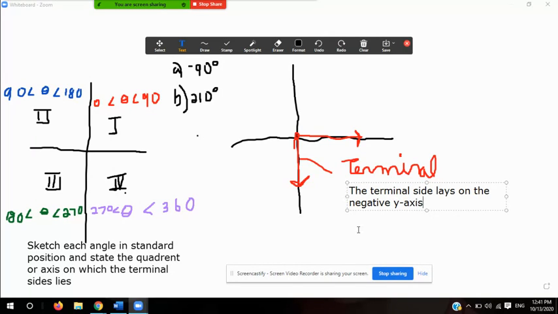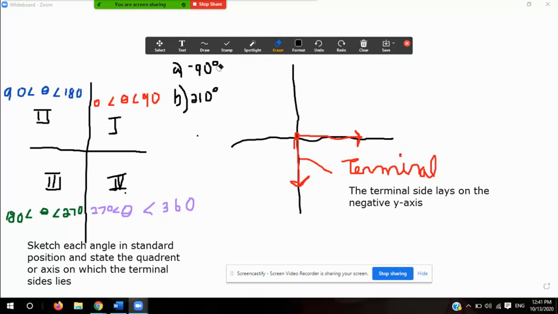Again, standard position, guys. Standard position means that the initial side, which is this one, is on the positive x-axis. But in the case of negative 90, because it's a clockwise rotation and has a negative rotation, the terminal side actually lies on the negative y-axis. So that's example A. Example A is pretty easy.